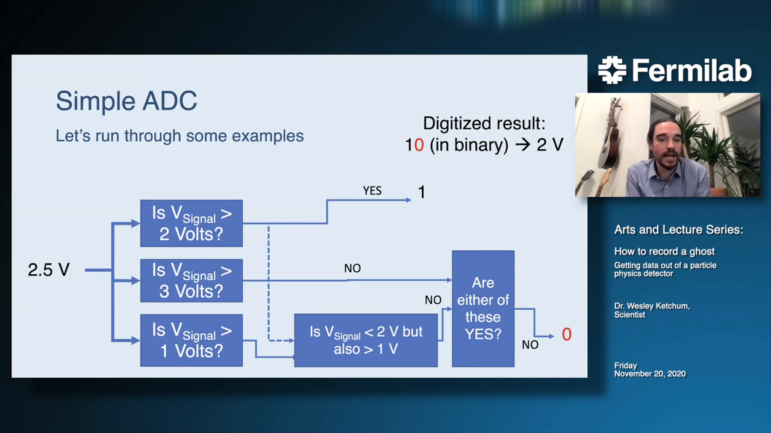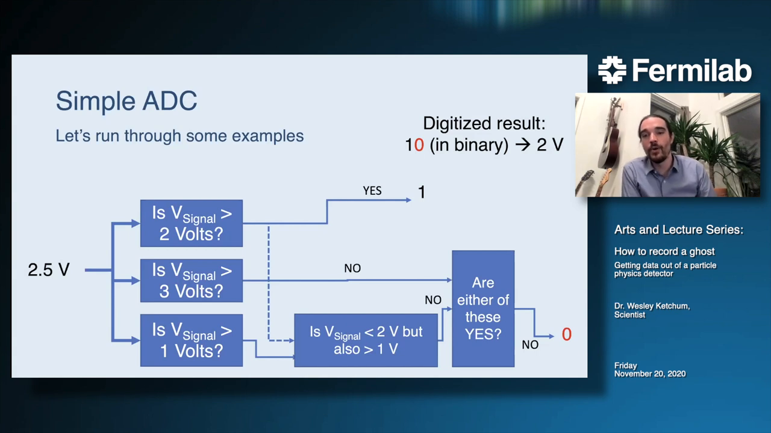On the very bottom path, we ask, is it greater than 1 volt? It is, that's true. But is it also less than 2 volts? No, it's not. So on the very bottom, both of the inputs into that final OR are no's, and we have a no that comes out. In the end, we take the output from the very bottom as the least significant digit in our result, and the output from the very top as the most significant digit, to get a digitized result.